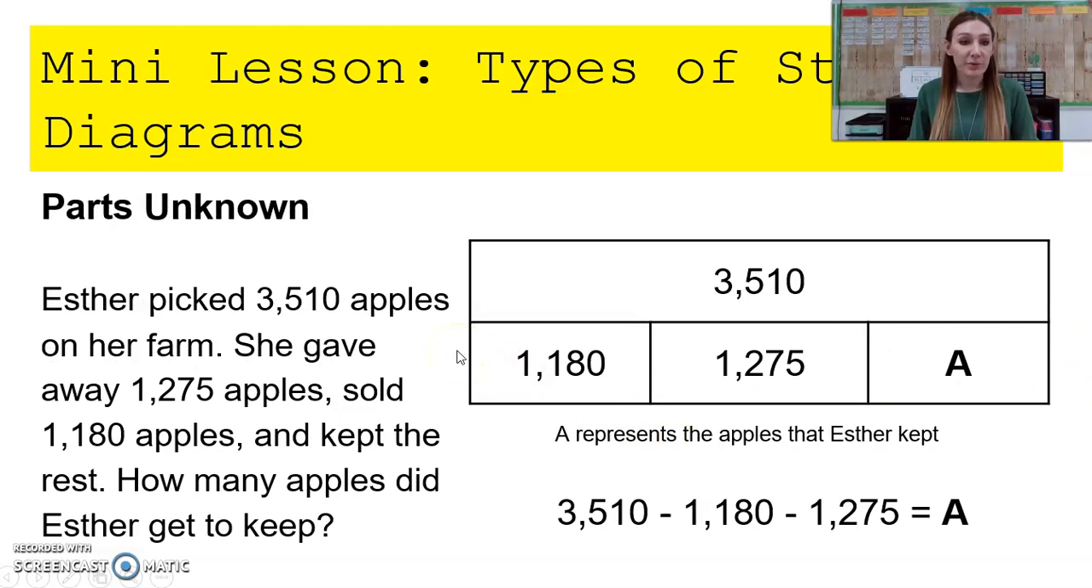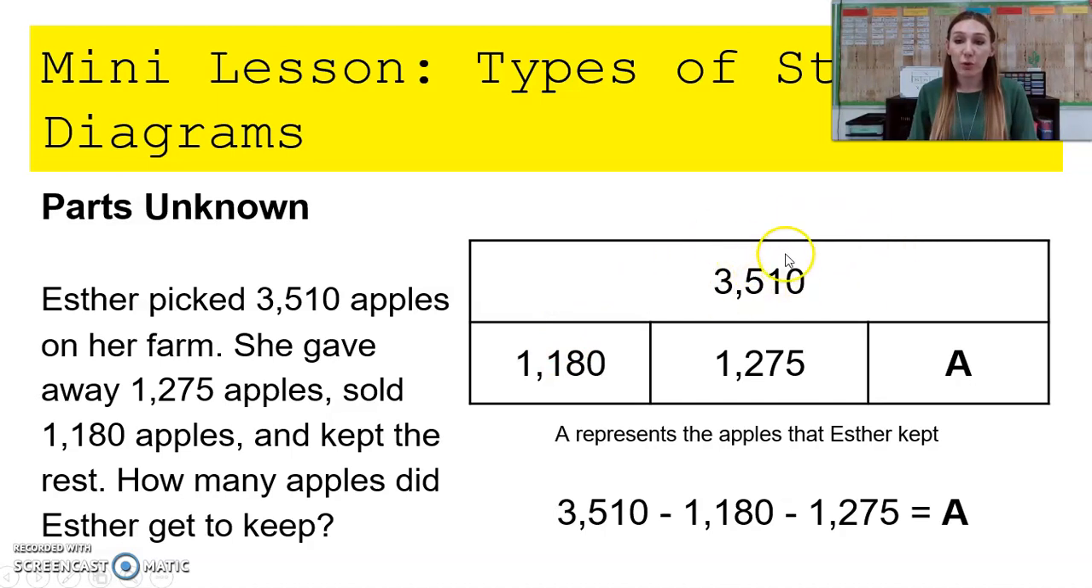And our last type of strip diagram is parts unknown. So our example reads, Esther picked 3,510 apples on her farm. She gave away 1,275 apples, sold 1,180 apples, and kept the rest. How many apples did Esther get to keep?